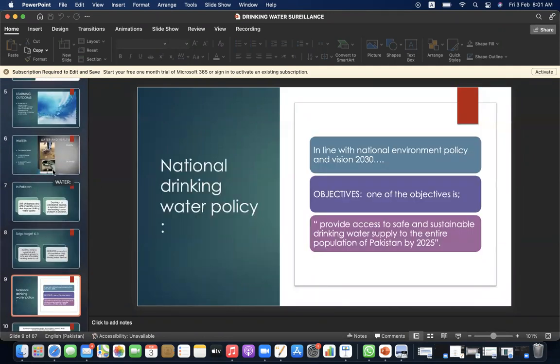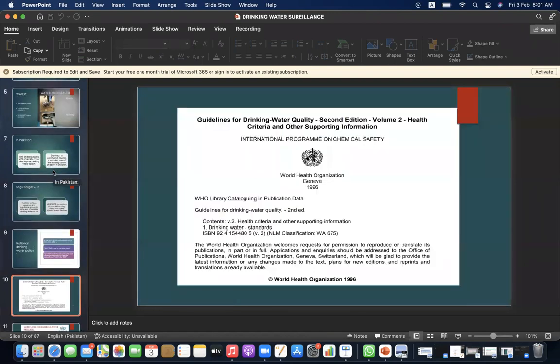National drinking water policy. In line with the National Environmental Policy and Vision 2030, one of the objectives is providing access to safe and sustainable drinking water supply to the entire population of Pakistan by 2025.